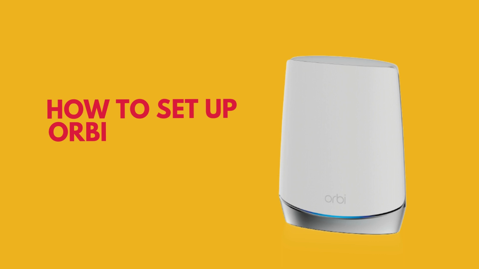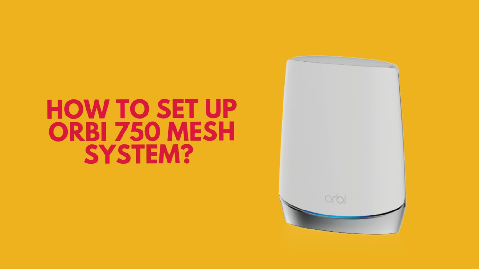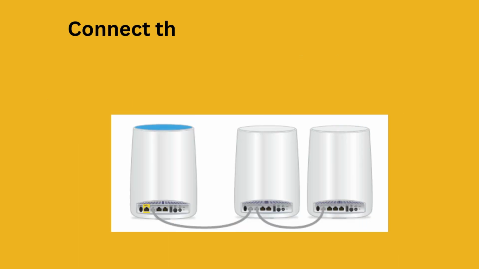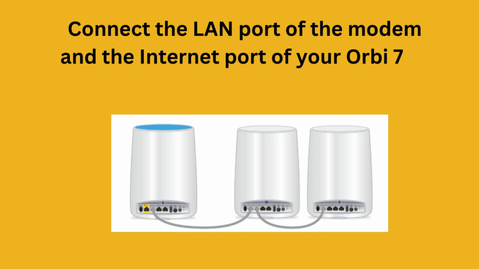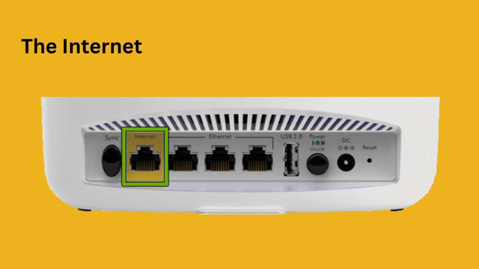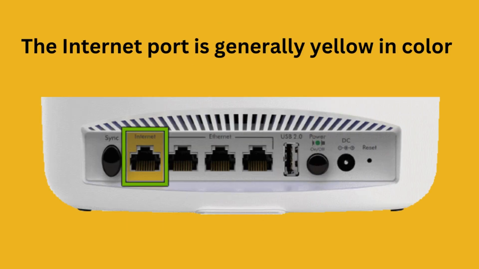How to set up Orbi 750 mesh system. Connect the LAN port of the modem and the internet port of your Orbi 750 router, RBR750. The internet port is generally yellow in color.